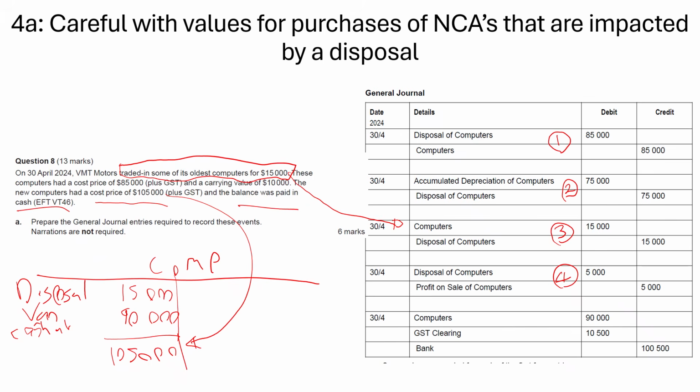So my point with this tip is students will often put the full 105 down here in terms of the value, and that would mean we'd be doubling it up with the 15 trade allowance.